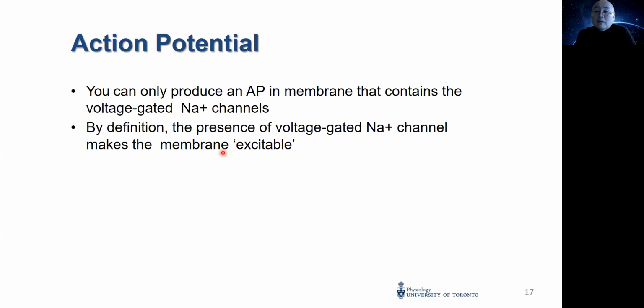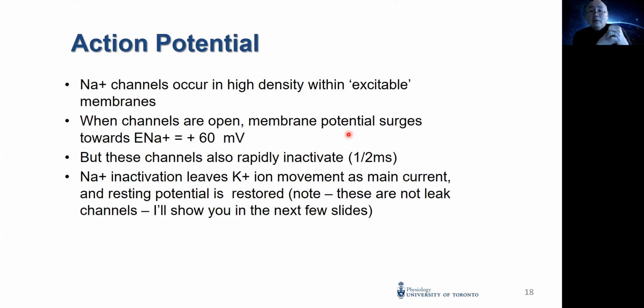And the presence of this voltage-gated sodium channel is what makes a membrane excitable, in quotes, or able to produce these action potentials that I'm talking about now. And in fact, sodium channels occur in very high density within these excitable membranes. Now, keep in mind, even within a neuron, and it may not make a lot of sense to you now, hopefully it'll make sense to you after lecture number 3 or lecture number 4, not all of the membrane within a neuron is excitable. So parts of the neuron don't have voltage-gated sodium channels, which means that they're not all excitable membranes.